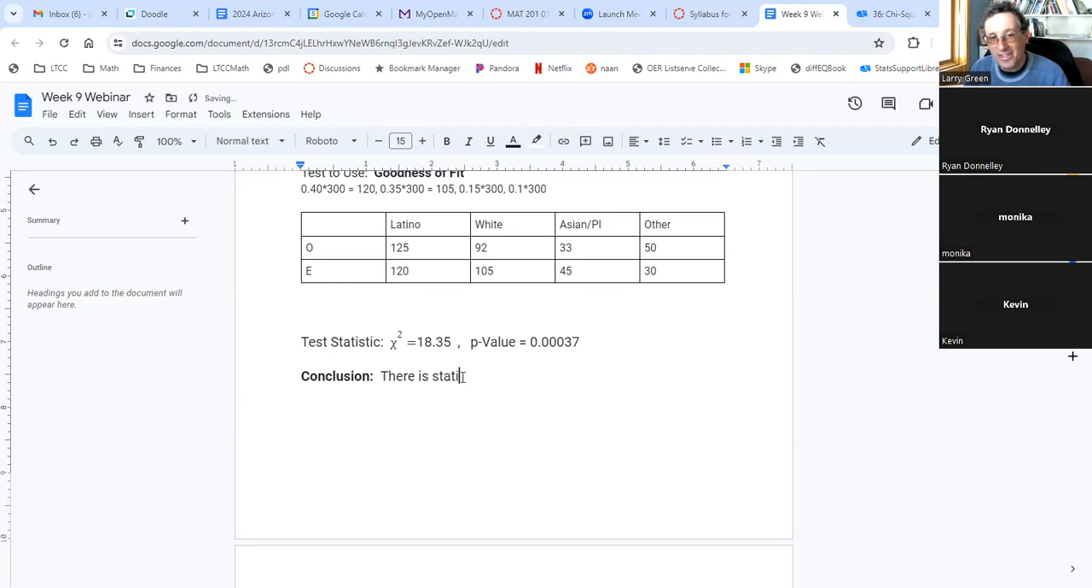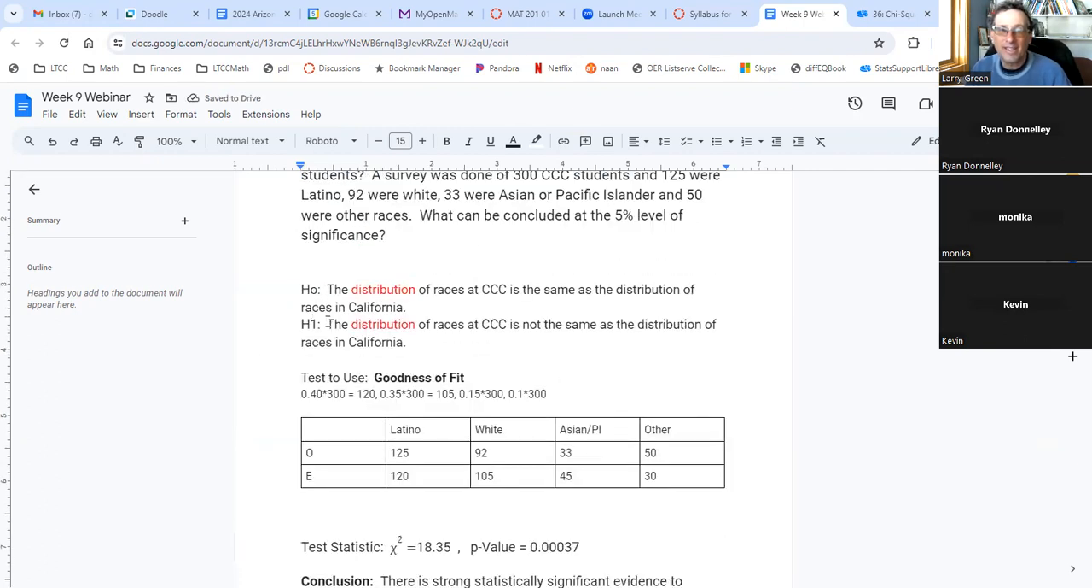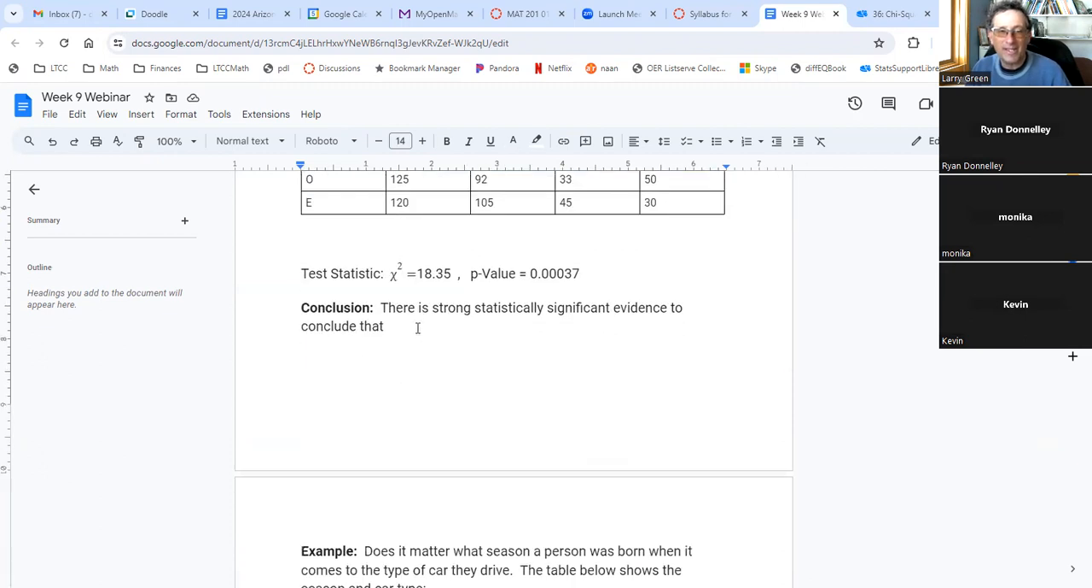Okay, there is statistically significant evidence. And if you want, because the p-value is less than 0.01, you can say there's strong statistically significant evidence to conclude that, and the good news is I've already typed out what I'm concluding. I just copy and paste H1. Maybe change the format a bit when I'm done.